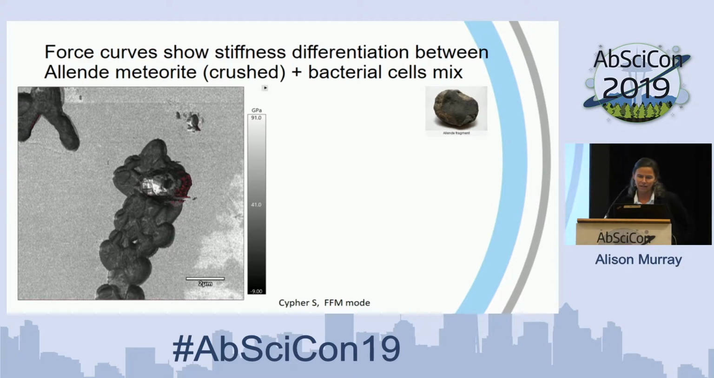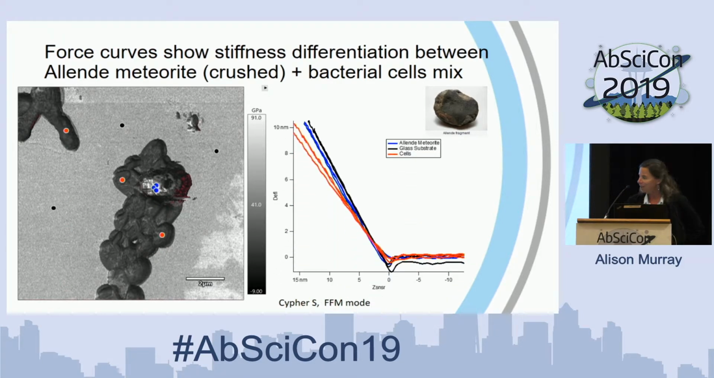We did a second, similar experiment, but in this case we were inspired by a conversation we had with Mitch Schulte a few months ago. He asked us the question, could you actually discern the difference between carbonaceous chondrite meteorite and cells? And so we obtained some Allende crushed powdered meteorite sample. We screened it through a 5-micron sieve and mixed it with 3 different bacterial cell types.